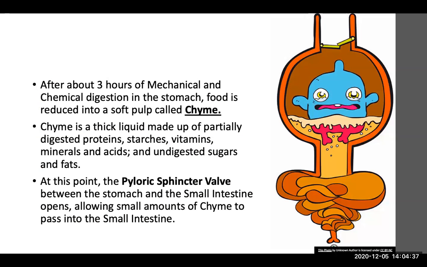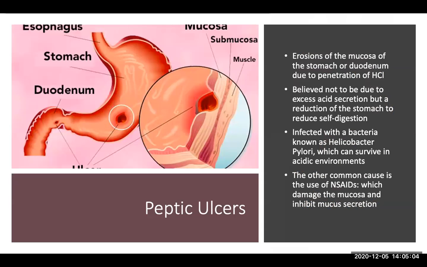After about 3 hours of mechanical and chemical digestion in your stomach, your food will be reduced into a small pulp called chyme. Chyme is a thick liquid made up of partially digested proteins, starches, vitamins, minerals and acids, and undigested sugars and fats. At this point, the pyloric sphincter valve between the stomach and your small intestine will open, allowing small amounts of chyme, just about 3 milliliters at a time, to pass into the small intestine.